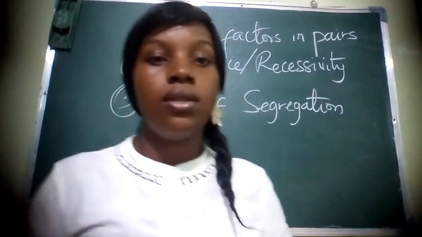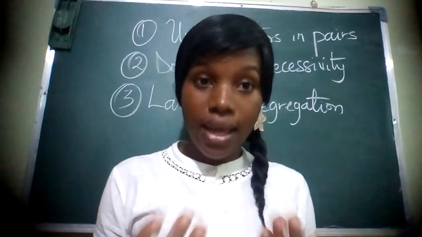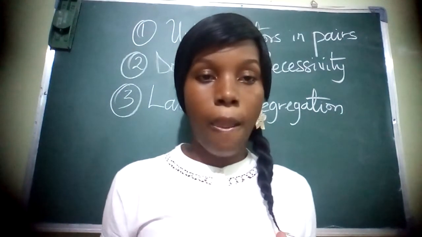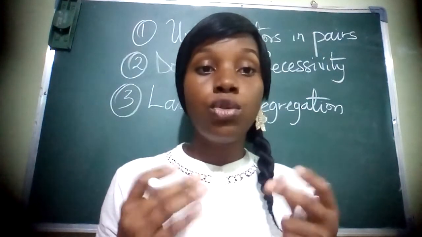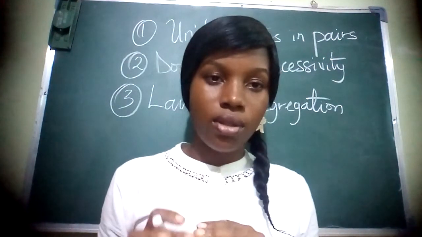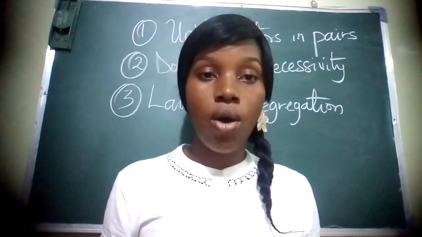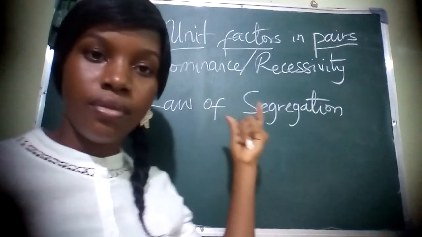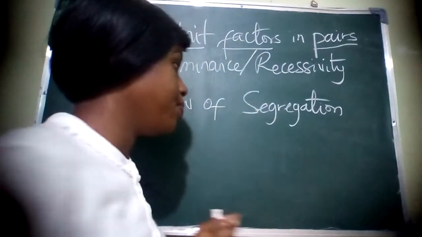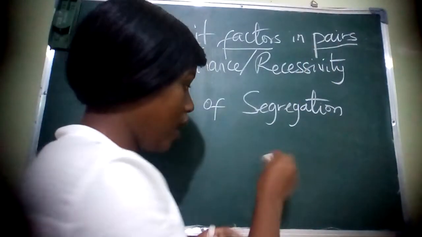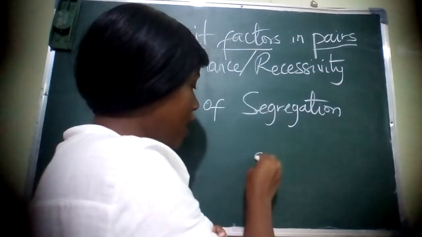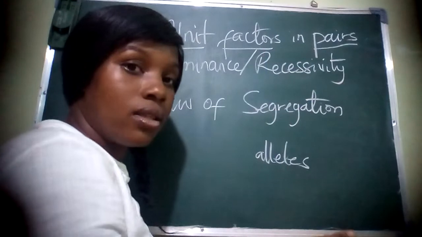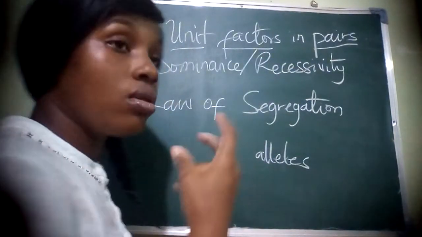Unit factors in pairs. He said that genetic characters are controlled by unit factors which exist in pairs in individual organisms. That's where we have these unit factors in pairs. Those are what we know now as genes, and the members of the pair are called alleles. So they can be either identical or different, but they must always come in pairs.